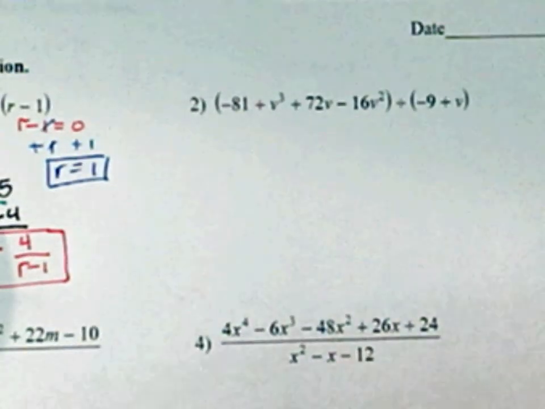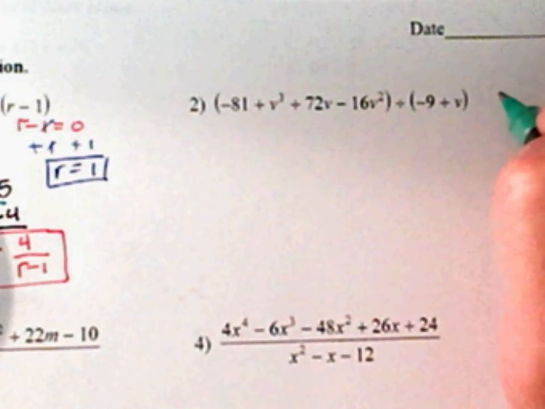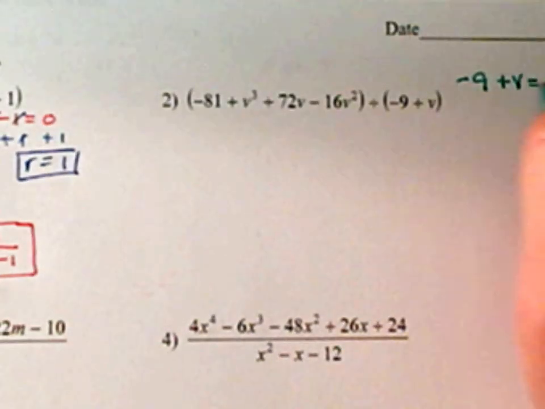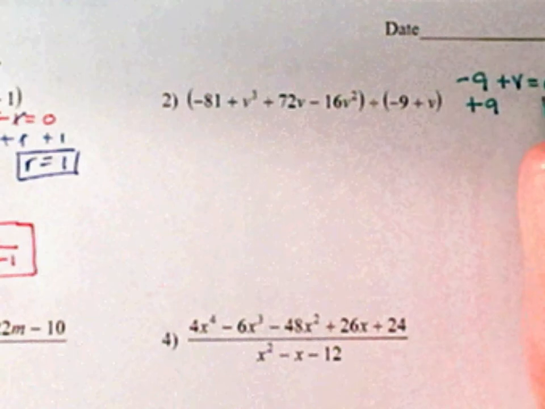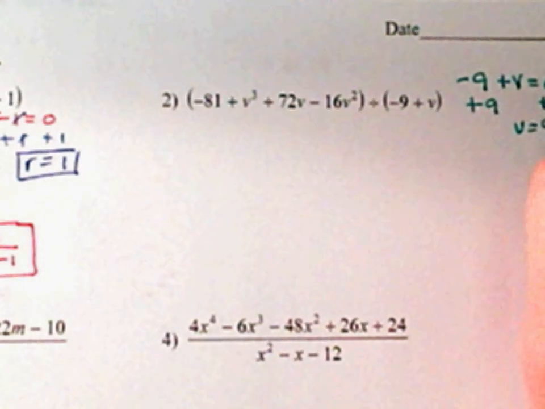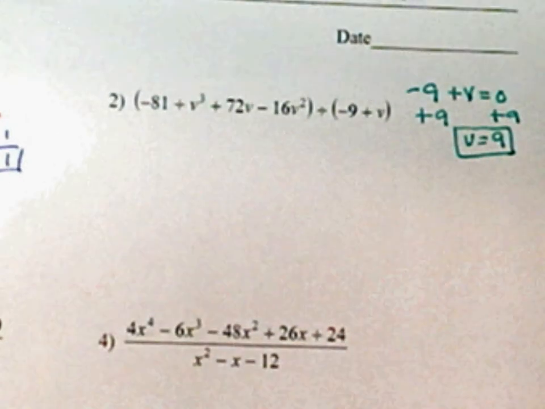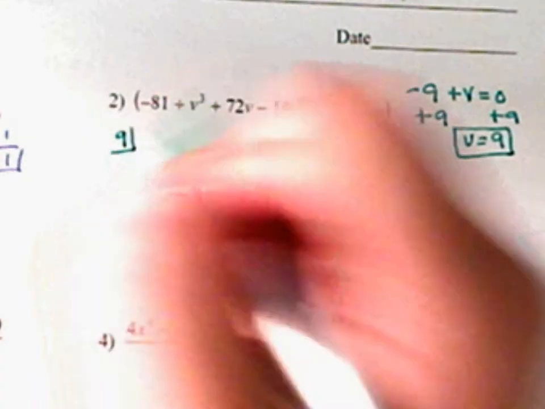Number 2. Let's go ahead and solve for v first. So you got negative 9 plus v is equal to 0. Add 9 to both sides. v is equal to 9. And that's going to be your divisor. So I'm going to divide by 9. Okay?